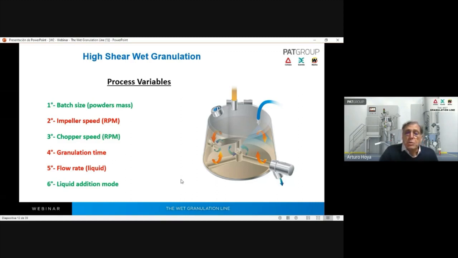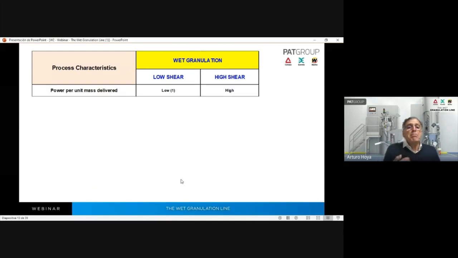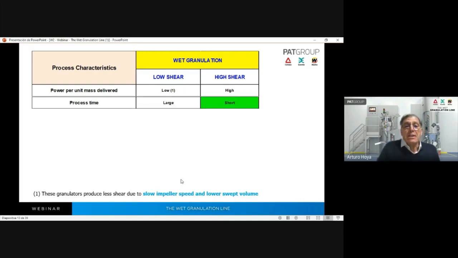Now, I want to show you a comparison between the process characteristics in wet granulation at low shear compared with high shear. Here we have the powder per unit mass delivery, which is very low or low in low shear, but high in high shear. The process time is long in low shear. Let's suppose 60 minutes, 1 hour more or less. And in high shear, the process time is very short, 5-10 minutes, no more than this.